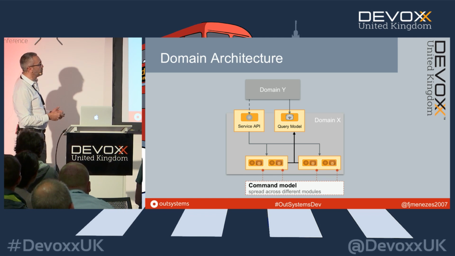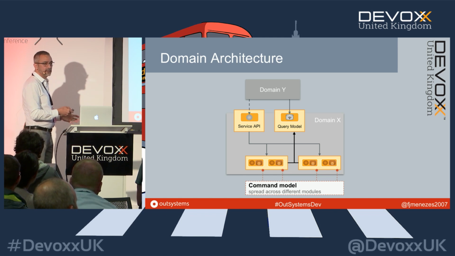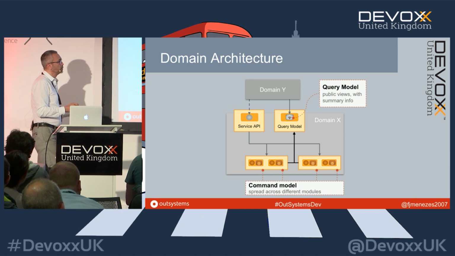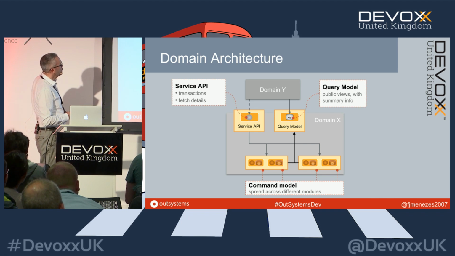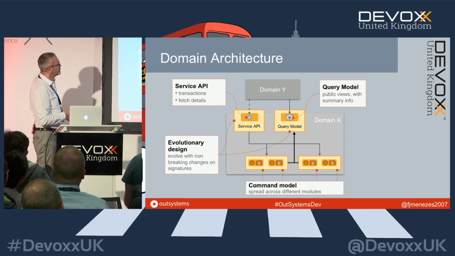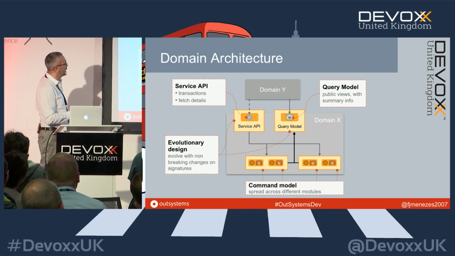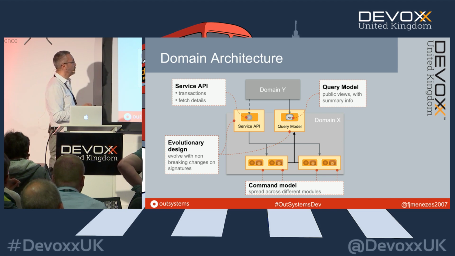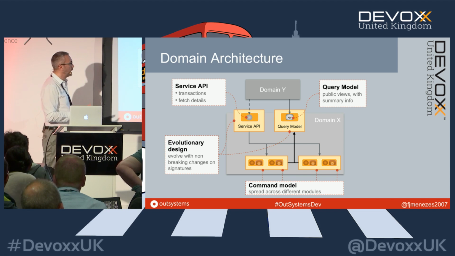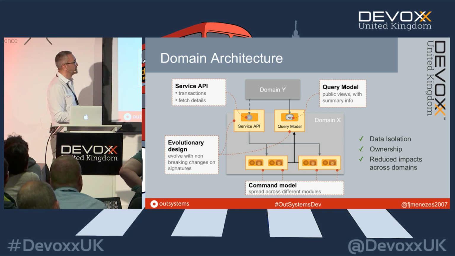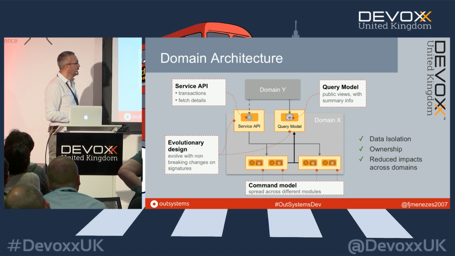But of course, your command model is spread across the insides of the domain. But the query model is the public view with the summary information, right? And then you have the service API to provide transactions and fetch details. Of course, you should take a lot of care about the evolutionary design of these two, because these should evolve only with non-breaking changes. With this approach, you have data isolation, ownership, and you reduce impacts.